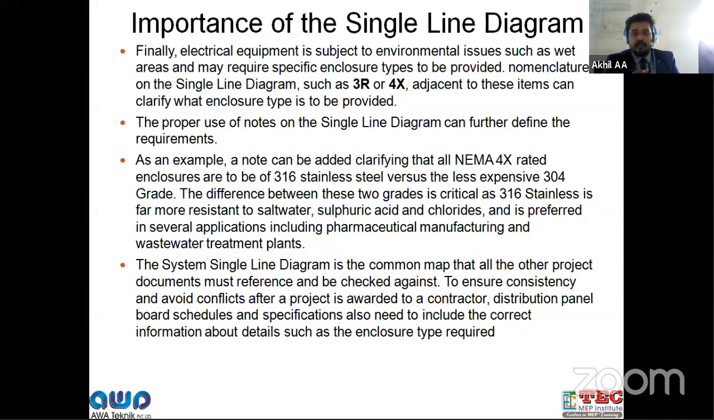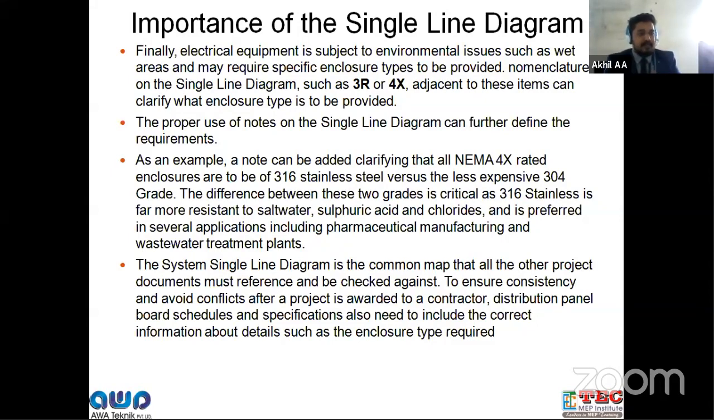So you have to mention the proper description of the cable. If there is one run or two runs, which means if you have two cables, you have to mention it as two runs. If you have one cable only, you have to mention it as one run. So the proper description is very important in a single line diagram.